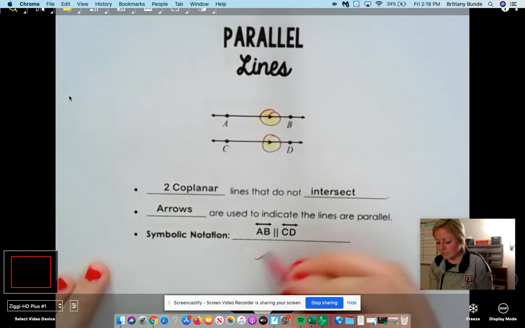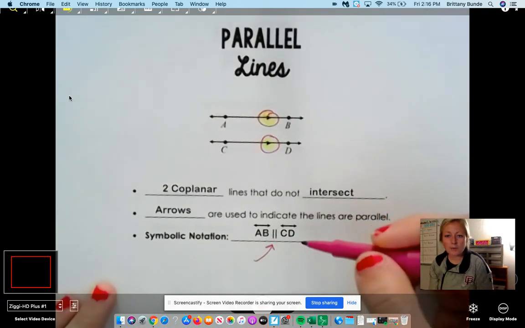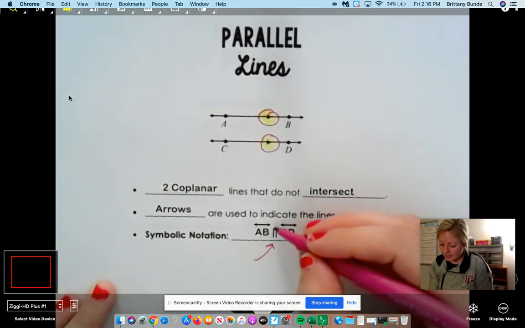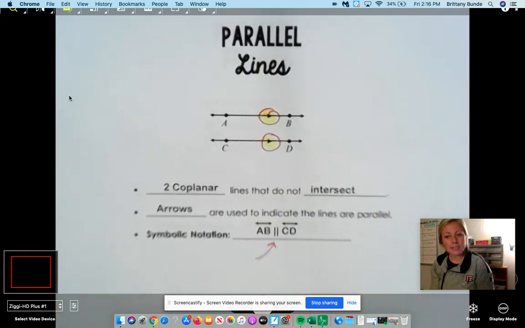And then just for shorthand, like if you were writing this in a problem or just didn't want to write the word out, parallel, these vertical bars right there mean parallel. So line AB is parallel to CD. That is parallel lines.